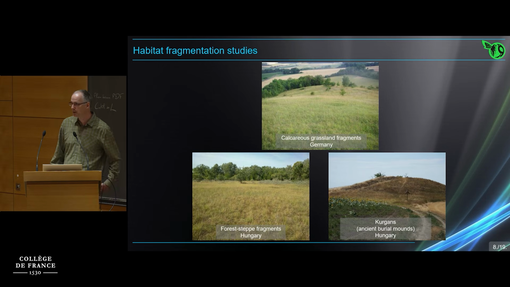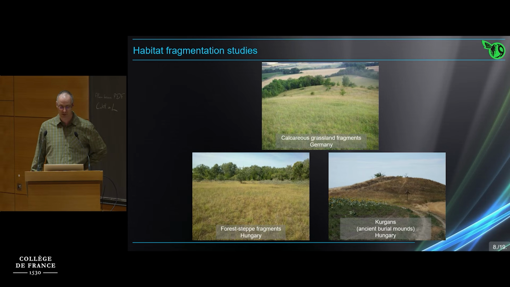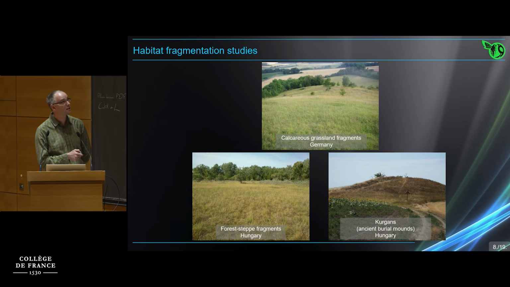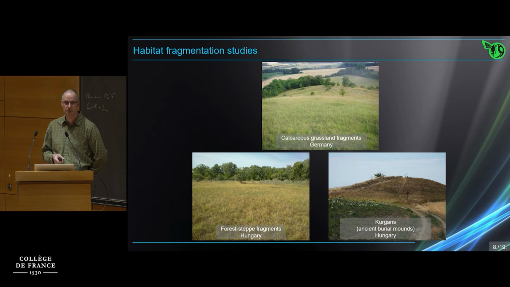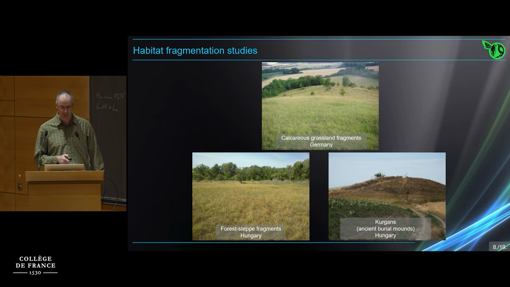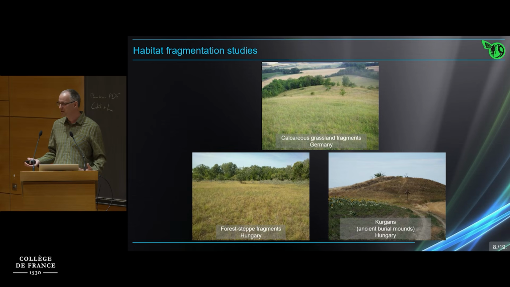So let's now start the first case study with habitat fragmentation. Just very quickly, I introduce you to the habitats in southern or central Germany. We focused on calcareous grassland fragments. These are on calcareous shallow soil, very diverse in plants, nice orchid species and so on, but they are very fragmented.